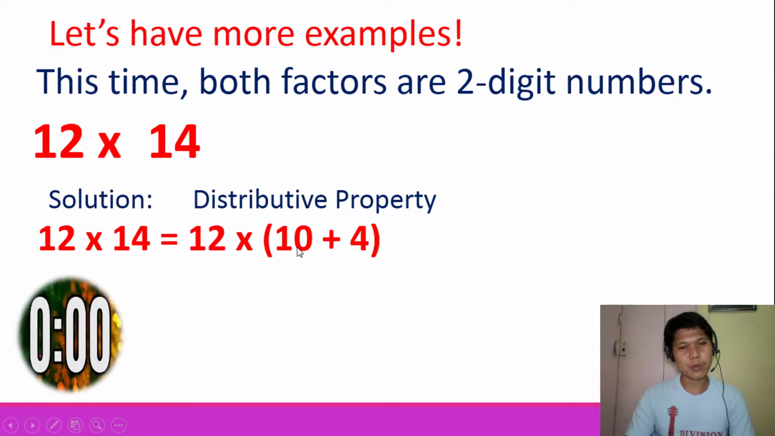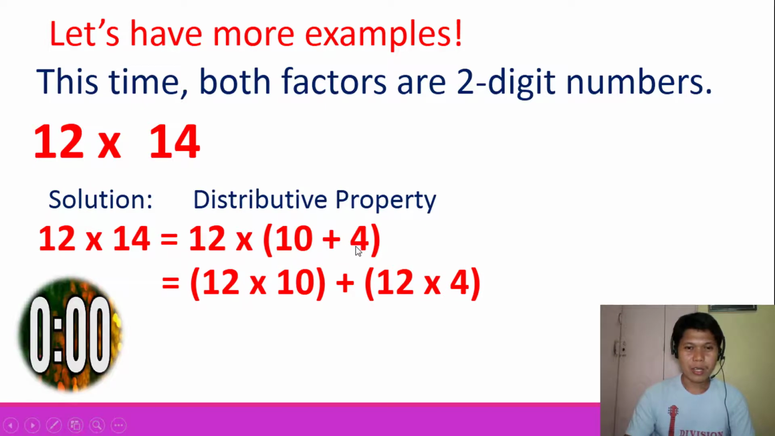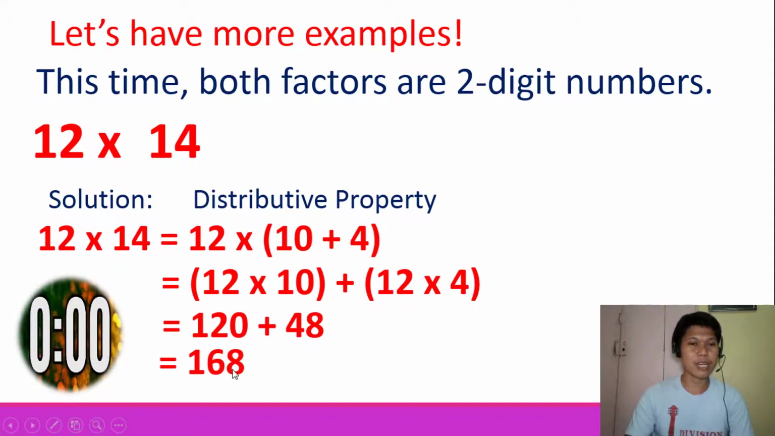So we are going to regroup this 14 into 10 plus 4, and then 12 times 10 is equal to 120, and then 12 times 4 is 48. So the answer is 120 plus 48, which is 168.